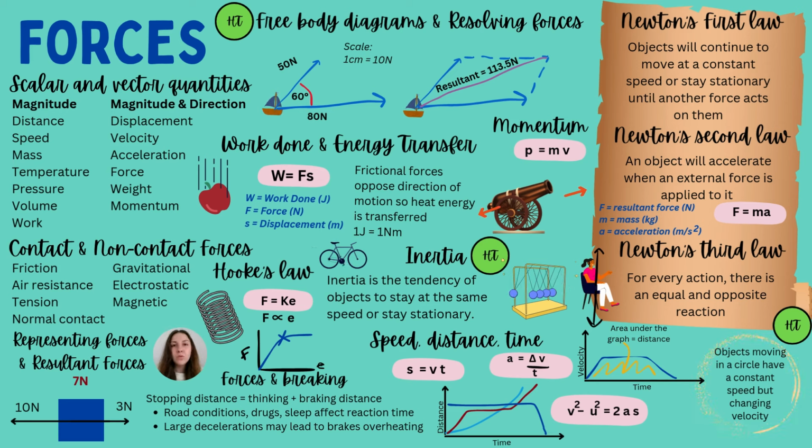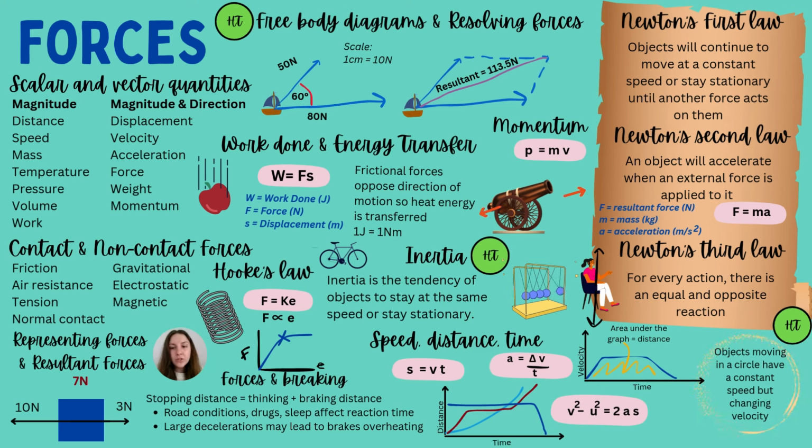Now, if these forces were the same, if we had 10 newtons on each side but in different directions, we'd actually say the resultant force is 0. And this is what we call a balanced situation. And essentially that means there is no overall force acting on it. This could mean the object is stationary, so it's not moving, or it could mean the object continues to move at a steady speed and is not accelerating or decelerating, which leads me nicely onto Newton's laws of motion.